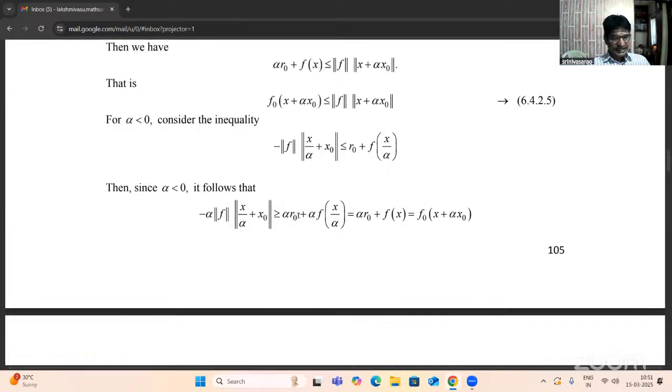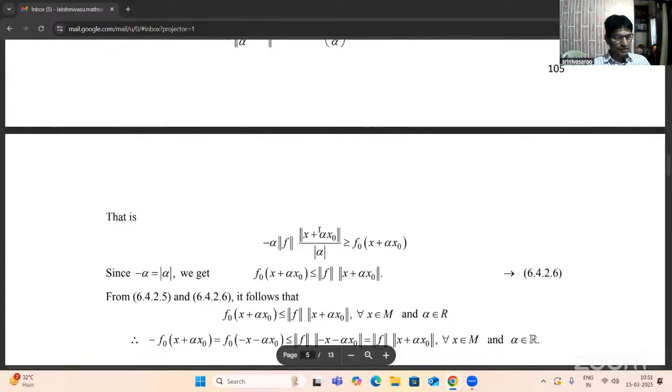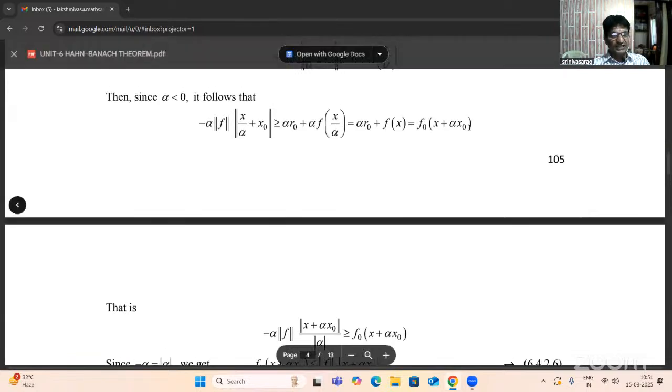So we consider here alpha r naught plus f of x, because alpha is cancelled by alpha here. So that is f naught of x plus alpha x naught. So that is minus alpha into norm f and norm x plus alpha x naught by mod alpha, because alpha is less than 0. So minus alpha into norm f and norm x plus alpha x naught by mod alpha is greater than or equal to f naught of x plus alpha x naught.